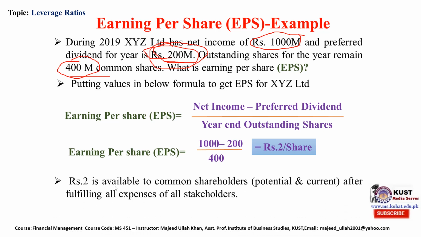It means that 2 rupees is available to a common shareholder, potentially, after fulfilling all the expenses of all stakeholders.